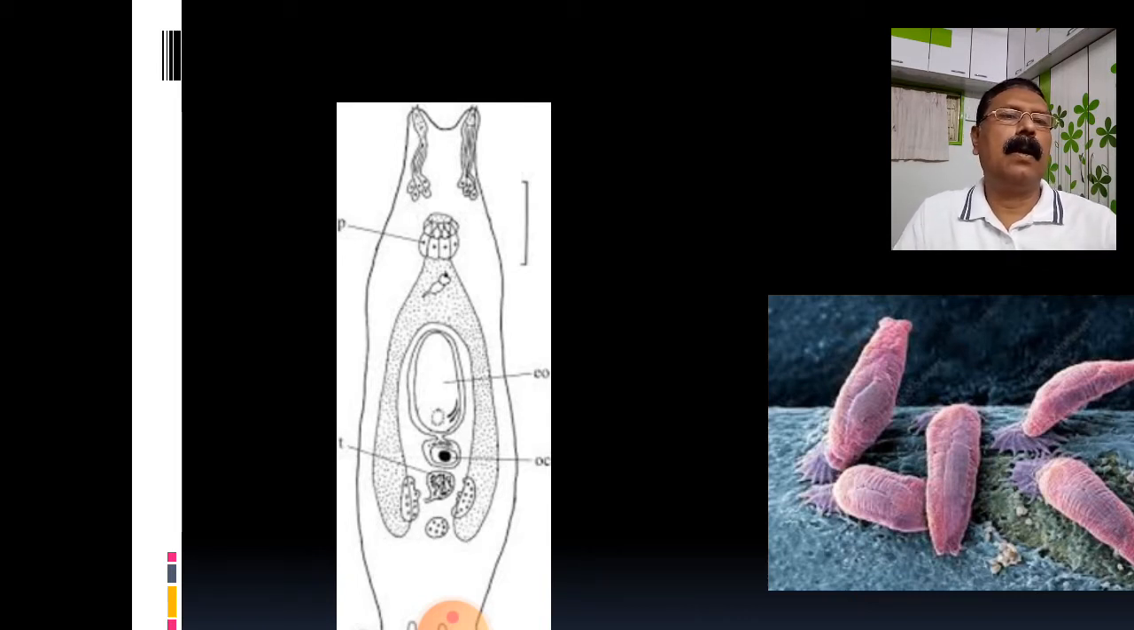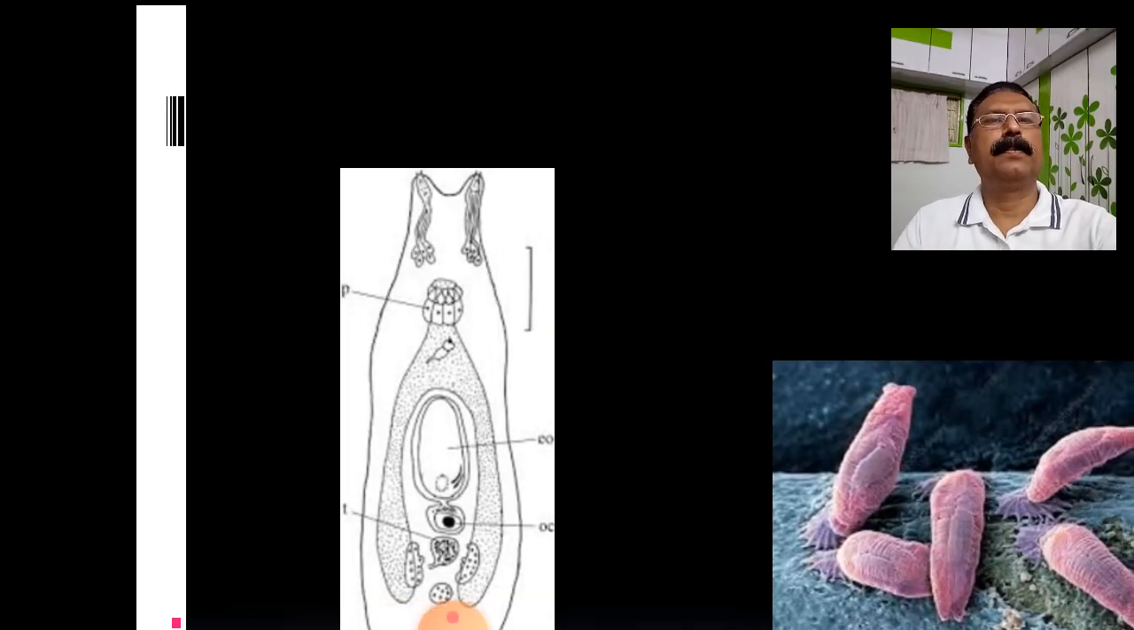This is a highly magnified figure taken by the electron microscope, and you will find that at the anterior end it has a curved horn-like structure having the head glands, and at the posterior side it has a sucking-like apparatus. That sucking-like apparatus is simply nothing but the haptor.